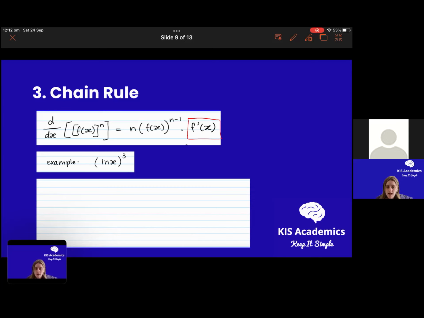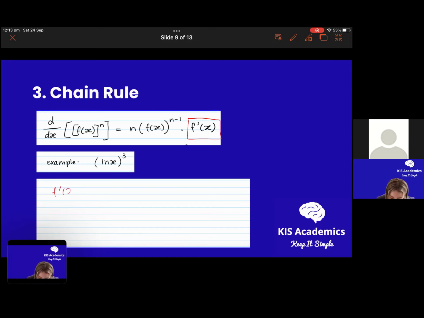And then we multiply it out to the side. So the chain rule is super important so that we don't have to try and do this with the product rule or something like that, which we're going to get to. And it's quite nice and straightforward. So let's go through this example.